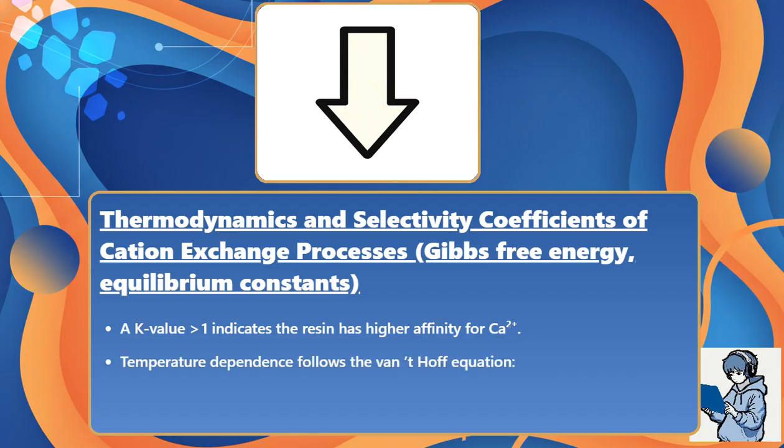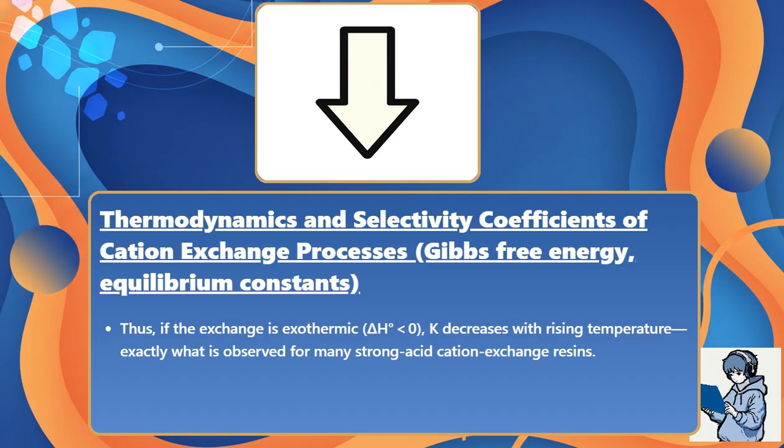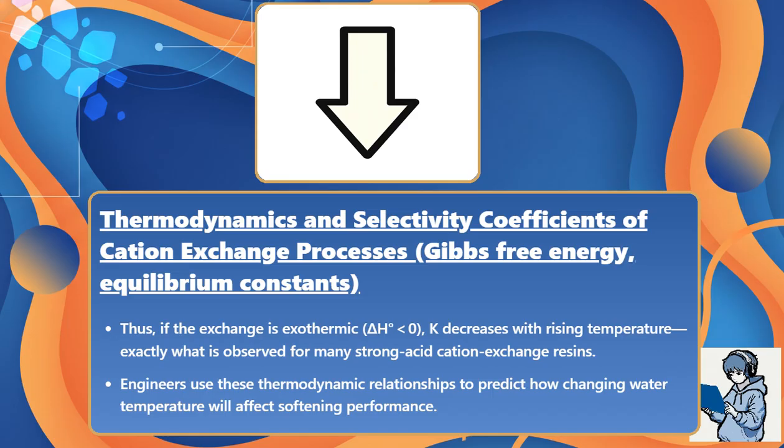Temperature dependence follows the Van 't Hoff equation. d natural log K divided by d(1 over T) equals negative delta H naught over R. Thus, if the exchange is exothermic, delta H naught less than 0, K decreases with rising temperature, exactly what is observed for many strong acid-cation exchange resins. Engineers use these thermodynamic relationships to predict how changing water temperature will affect softening performance.